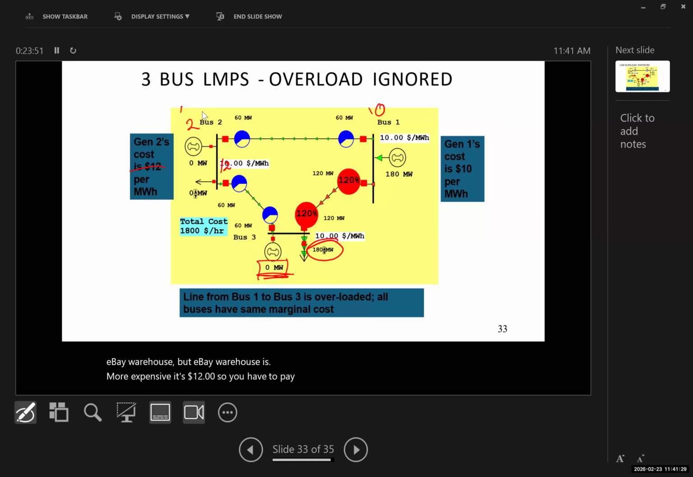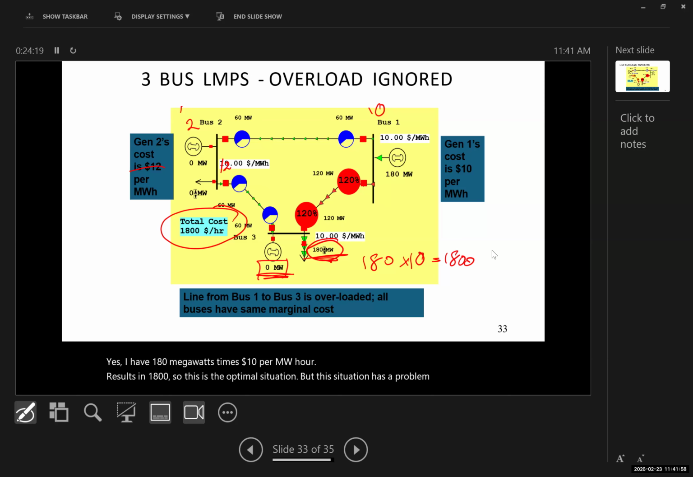Does it make sense? So in an ideal situation, if I had enough shipping capacity, I would buy everything from Amazon and my cost would be $1,800. Where did I get this cost? I have 180 megawatts times $10 per megawatt hour, which results in 1,800. So this is the optimal situation. But this situation has a problem. It overloads our transmission to 120%. So no way we can ship this.